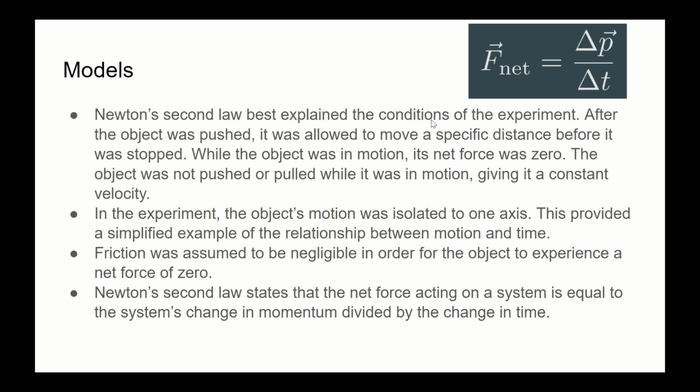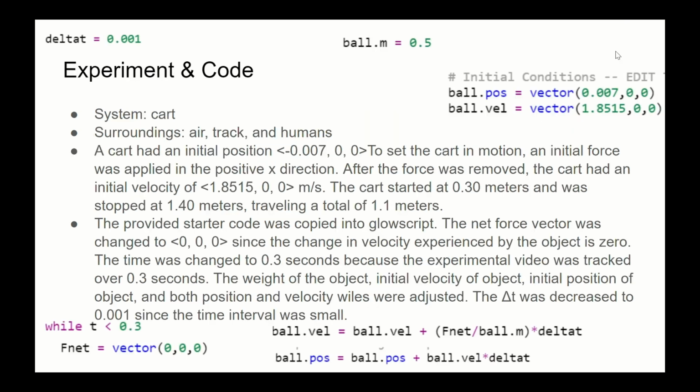In this experiment, the object's motion was isolated to one axis, providing a simplified example of the relationship between motion and time. Friction was assumed to be negligible in order for the object to experience this net force of 0.